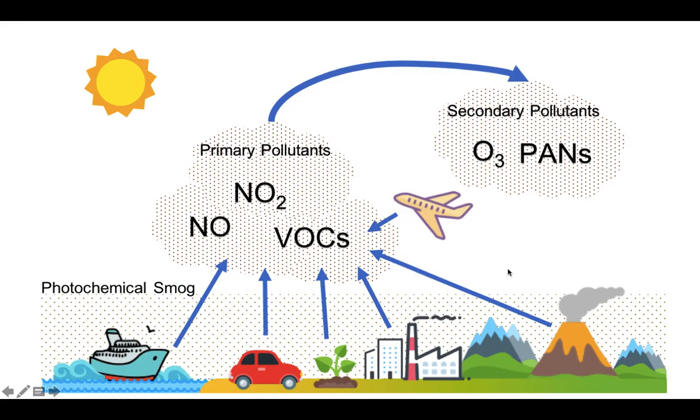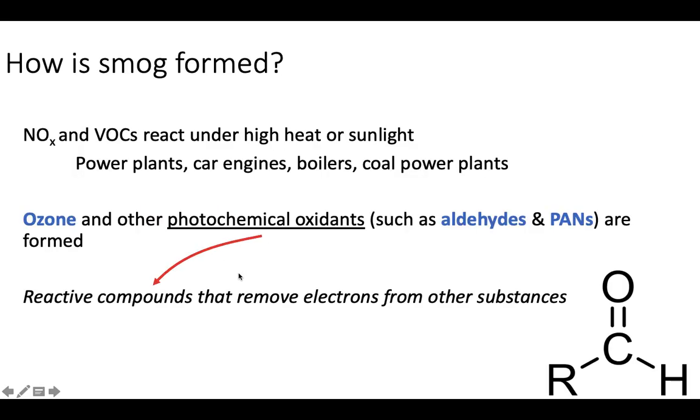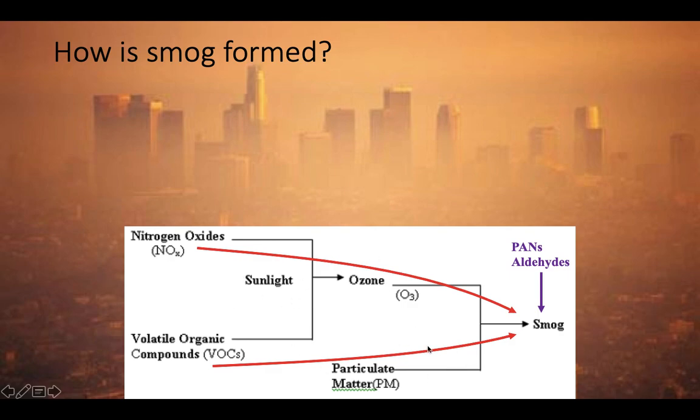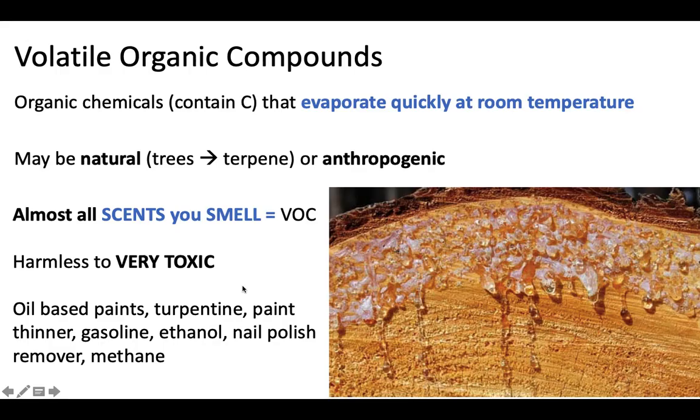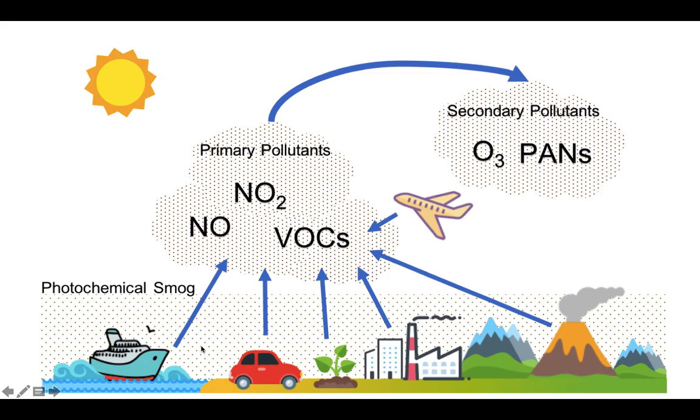So let's review how smog is formed. I went through this diagram here. I went through it in words, and now I'm going to go through it with this visual blown up, right? So you've got nitrous oxides that are going to react with volatile organic compounds under the presence of sunlight to form secondary pollutants like ozone, but they also form things like aldehydes and PANs. These secondary pollutants and primary pollutants will combine overall to form smog, photochemical smog.